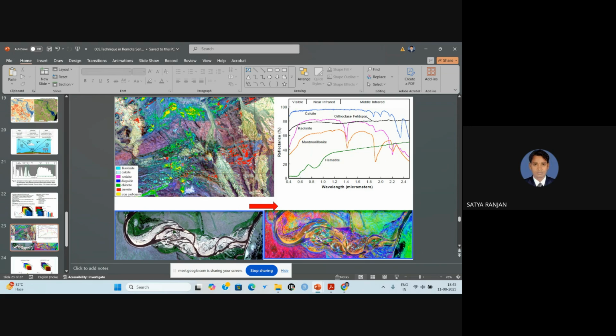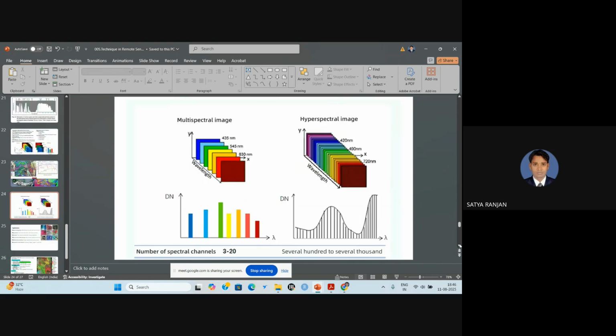So this is the true color satellite image in which the sand area is totally white, but in the hyperspectral image, this area shows different colors by different category because of the different chemical compositions of the sand in this area. So this is hyperspectral and multispectral. Multispectral has only 10 to 12 bands, but hyperspectral has more than 100 images.